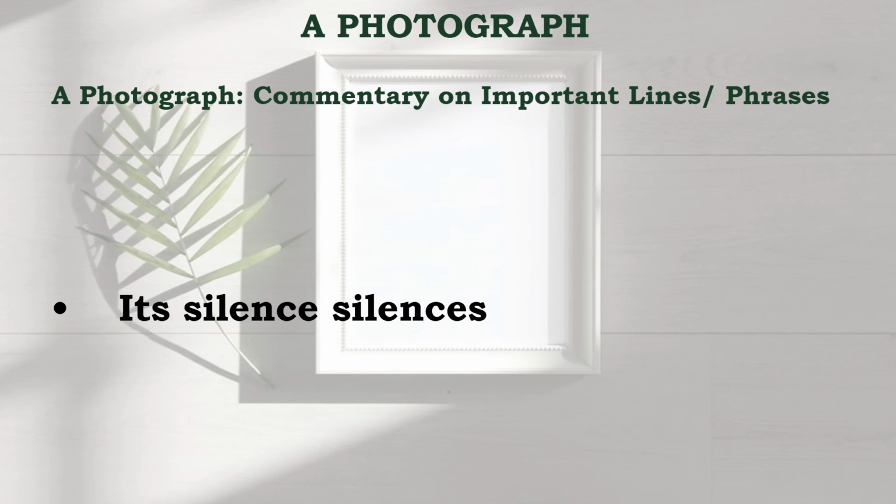Now let's take up the next line from the poem, and this line is very, very important. "Its silence silences." Now let's understand the meaning of this line. The eternal silence of death seems to silence everything else, for only this silence now prevails over the thoughts of the poet. This silence also expresses human helplessness in matters like death.